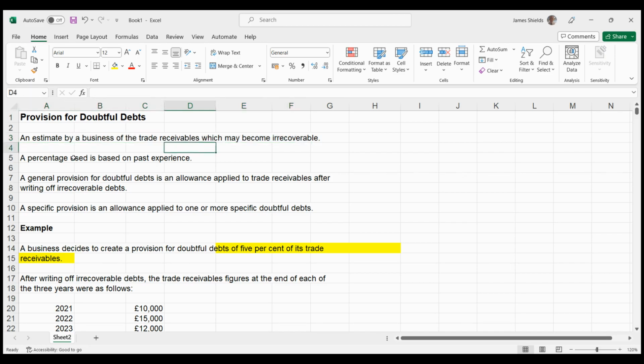Now, how's it calculated? Well, the business uses a percentage, and it's based on past experience. So if they use a percentage of 5%, that's because in the past, each year, 5% of their trade receivables were unable to pay them.